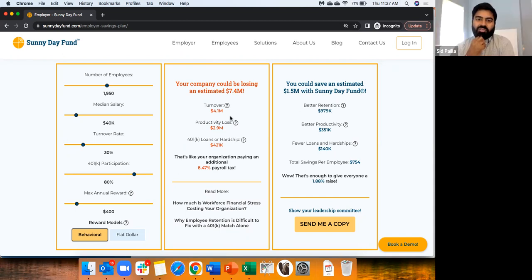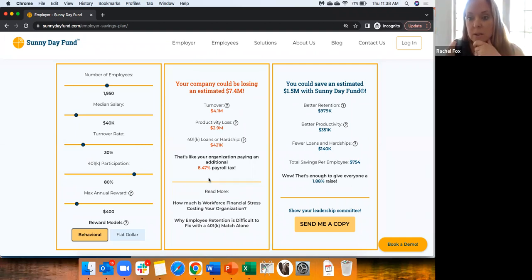That's a great question. If you're an employer, this is a great tool to understand, for the first time, what the cost of workforce financial stress is in your organization. Based on just some of these high level numbers, this is costing me right now around 7.4 million dollars, broken down by turnover, productivity, and 401k loans and hardship. That's like an employer paying an additional 8.5% payroll tax. We hate paying taxes, right? So this is something that will resonate with employers, to understand how much this is costing the organization. And bringing Sunny Day in, you can see the savings over there.